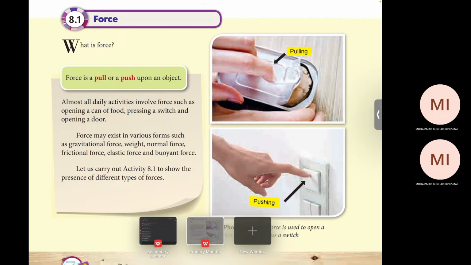Okay, this topic is very important. This is the basic topic in physics, because we can learn a lot more about force. So please make sure you pay attention to this topic. Force. Okay, first of all, we need to know what is force.